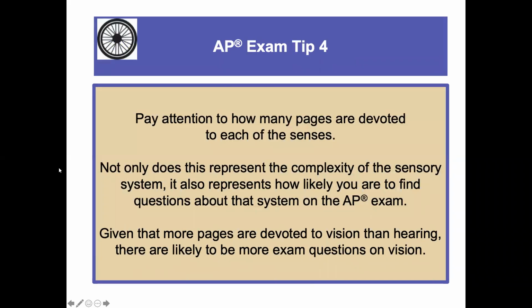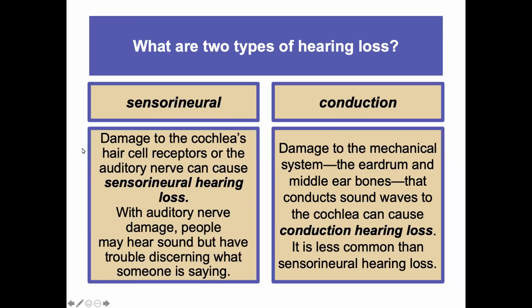So exam tip, pay attention to how many pages, if you have the Myers textbook, are devoted to each of the senses. One thing you may have noticed is there's more on vision than on hearing, and there's more on vision and hearing than on the other senses. So you should be focusing more on, especially vision, and somewhat on hearing, less so on the other senses in terms of studying. What are 2 types of hearing loss?